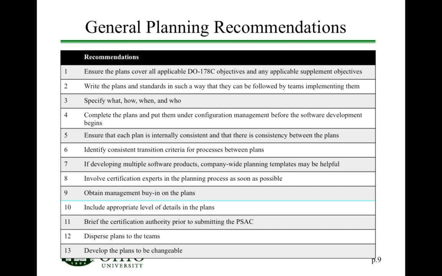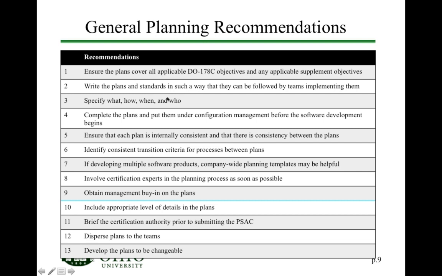So, general planning recommendations. This table comes directly from the textbook. You want to make sure that the plans you write cover all the applicable objectives. So you first need to establish what your assurance level is, then identify what objectives you need to meet with your software, and then make sure that your plans cover those. And of course, if you make use of one of the supplements for the D178C, like formal methods or model-based design, then you must also include any applicable objectives from these supplements.